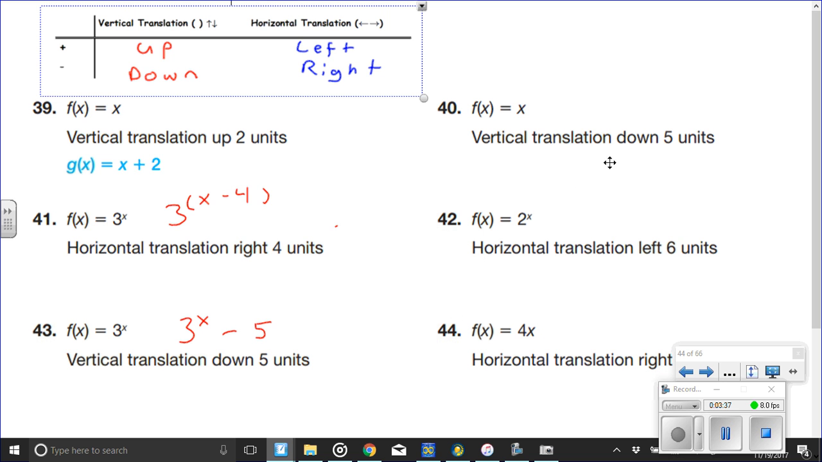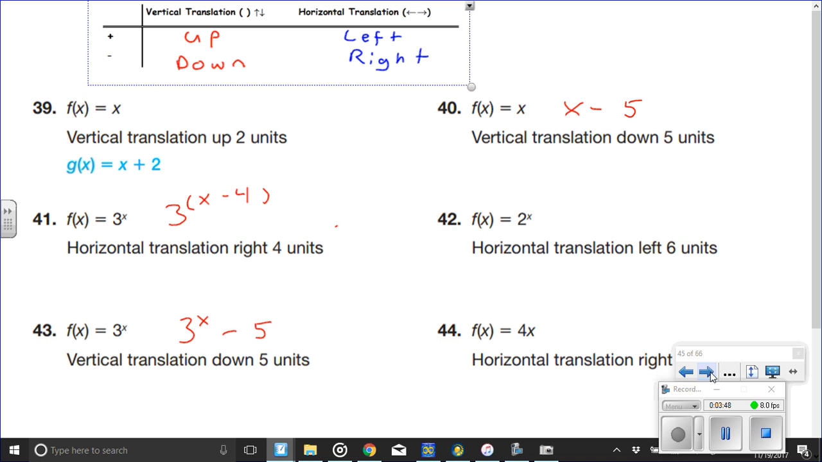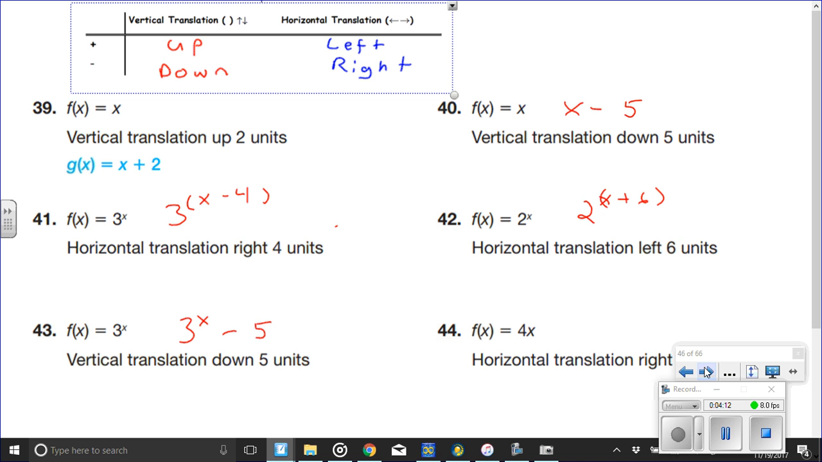Okay. Here's another vertical translation, going down 5 units. So it'll be the same thing. We're just going to go down and keep it outside the parentheses because it's vertical. X minus 5. All right. Here's another horizontal with the exponent here. We're going to the left. So remember, with left, you might think it's negative, but it's positive. So it's always helpful to check your little chart here to keep in mind which is which. So positive to the left here. All right, so that's going to get us 2 to the x plus 6.